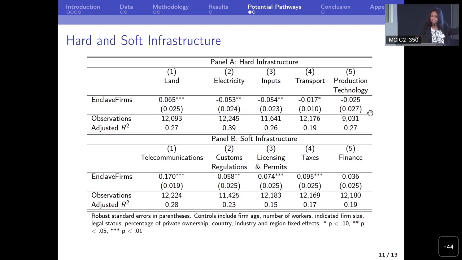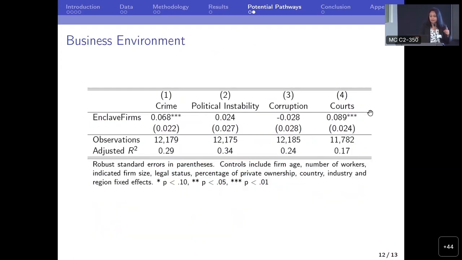This in itself is important because when the firms are ranked in terms of what they find the biggest obstacles to be, which is also a question in that data set, they do say that electricity is the second biggest obstacle after corruption for both enclave and non-enclave firms. I don't find a negative or a statistically significant coefficient here at all.